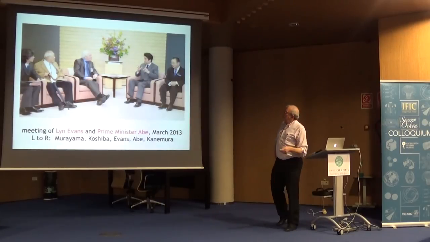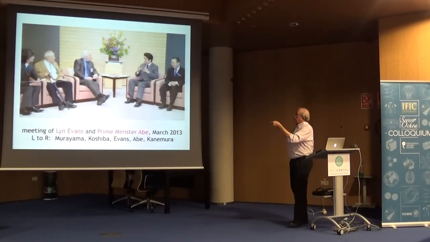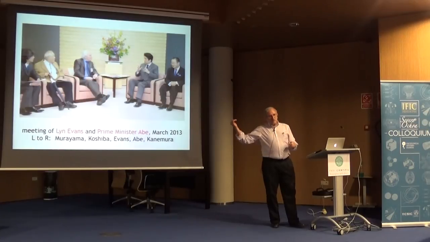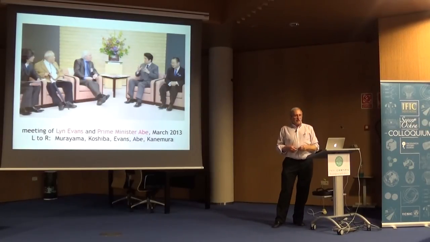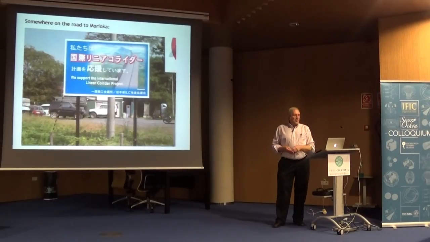The cast of characters here is quite interesting. This is my friend, theorist Hitoshi Murayama. This is Koshiba, the Japanese Nobel Prize winner for the Kamiokande neutrino program. The Eminence Grise over here is Mr. Kanamura, the former governor of Iwate Prefecture, which is where this place is, and now one of the very high-ranking officials in the Liberal Democratic Party. So there's political impetus, and there's also local impetus.